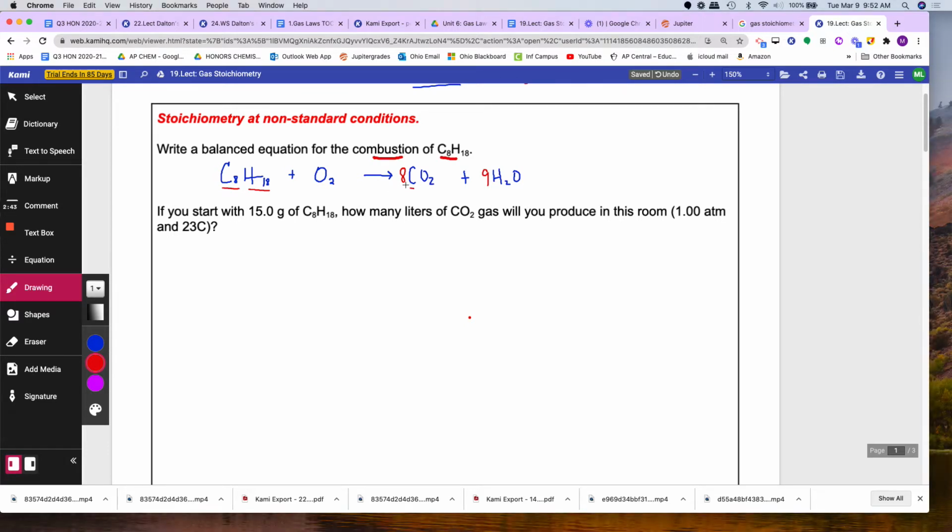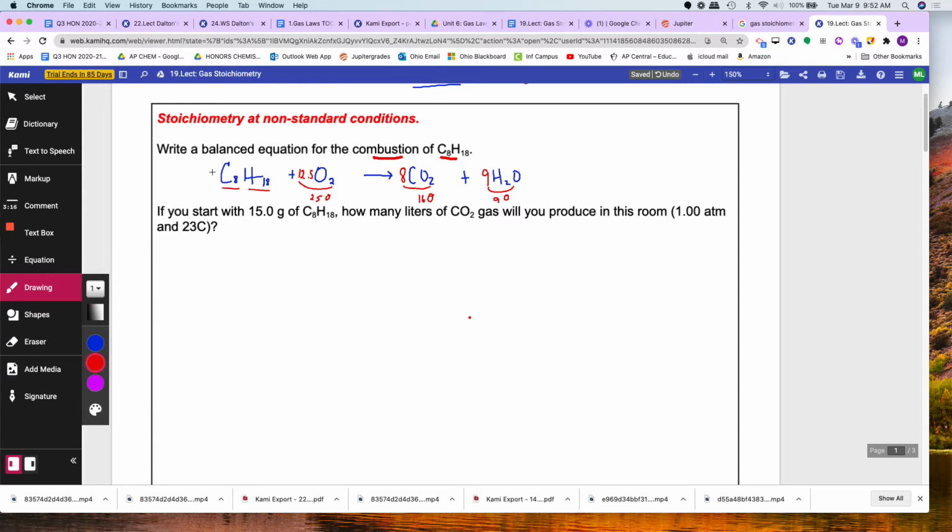8 CO2s will make 16 O's here. 9 waters will make 9 O's here. 16 plus 9 is 25. So I need 25 here, so I would do 12.5. 12.5 times 2 makes 25 O's. So that's balanced as well. Okay, next thing I'm going to do is double everything because I can't have a 12.5 there.